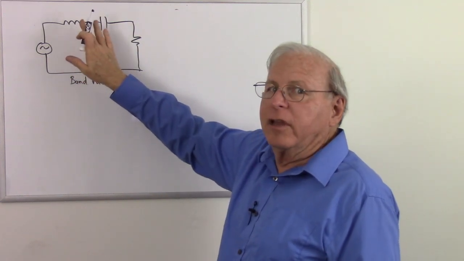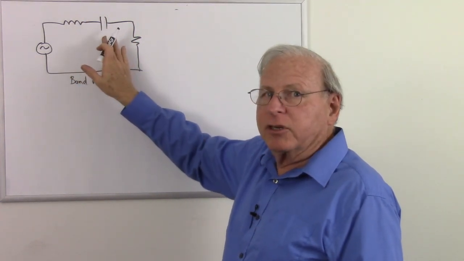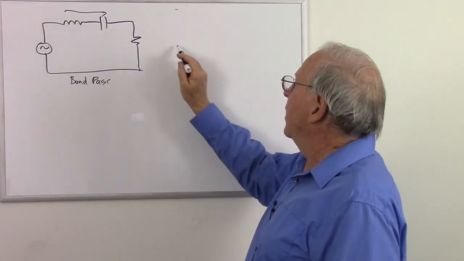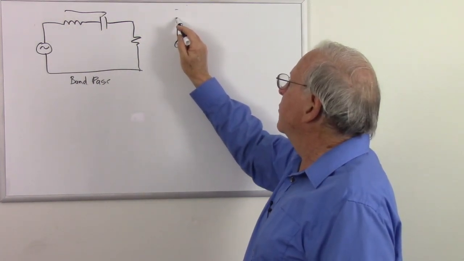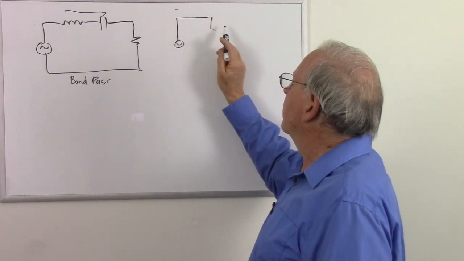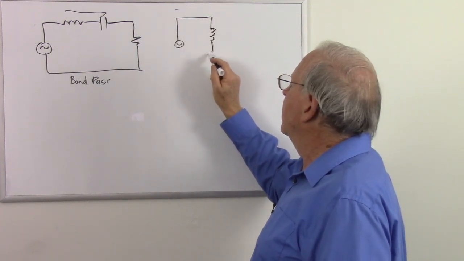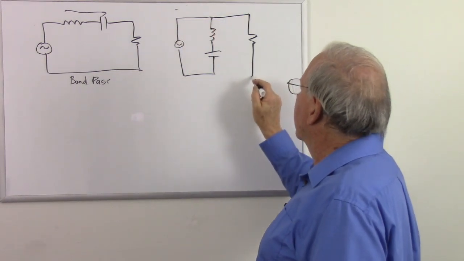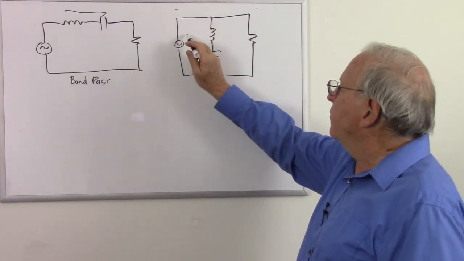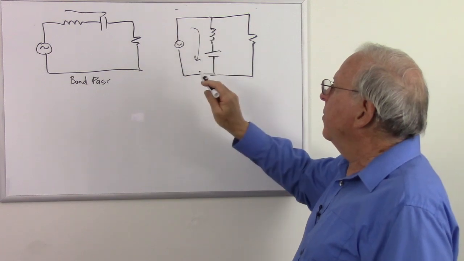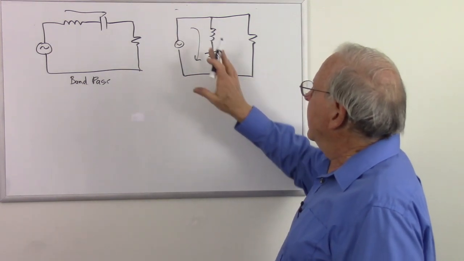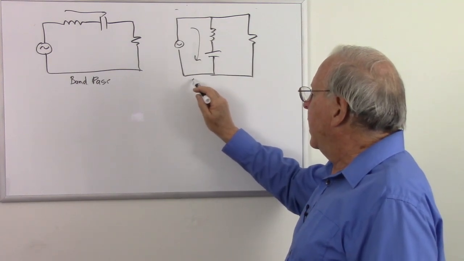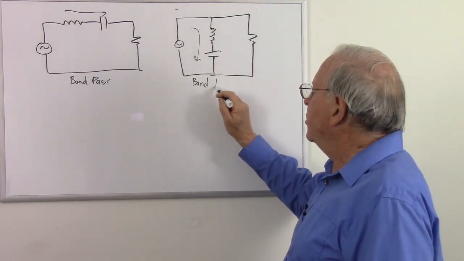So low frequencies, not much current. High frequencies, not much current. The resonant frequency, lots of current. So it's a band pass filter. Now let's do the same thing. This time let's put the series circuit across the signal. So at the resonant frequency, our current tends to be shunted away. So instead of getting our current to go through at the resonant frequency, it gets shunted away. So now we have a band reject.